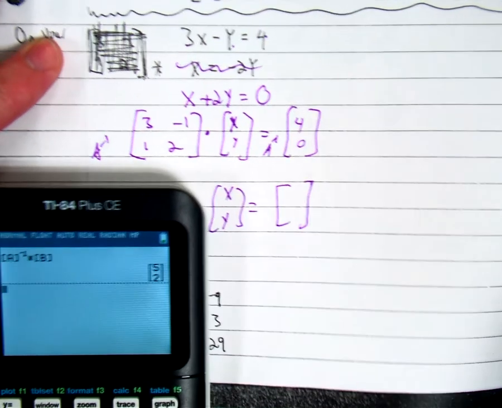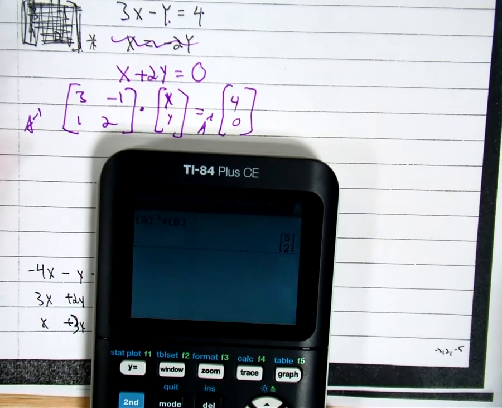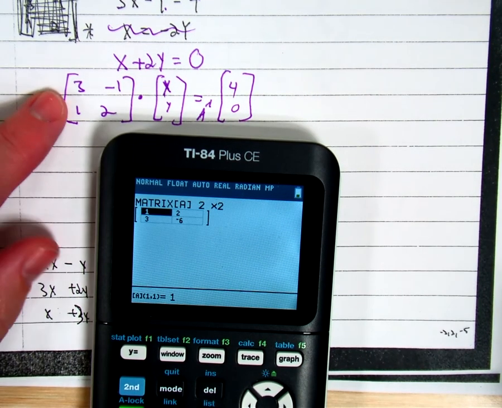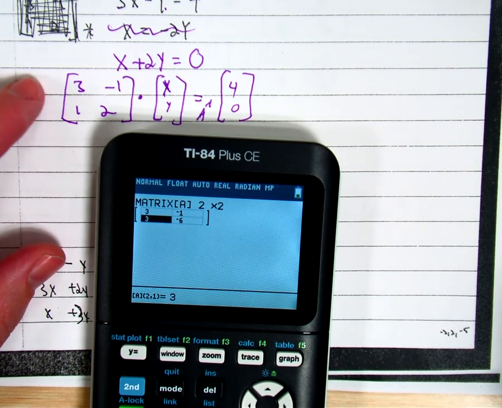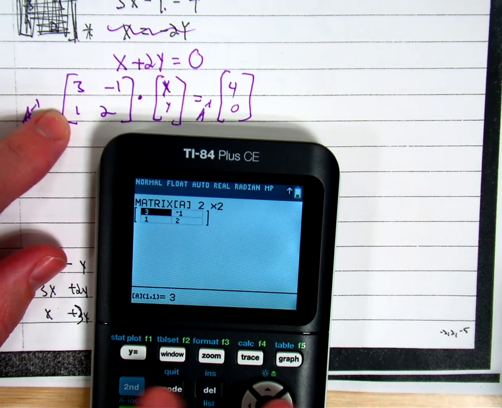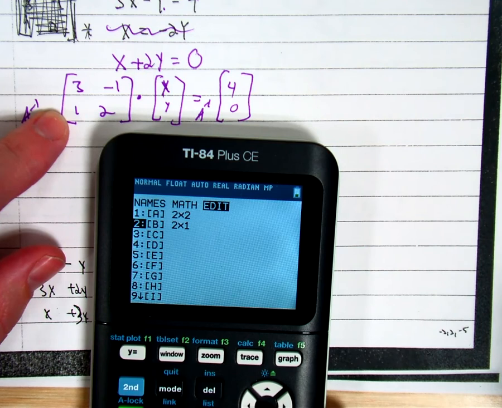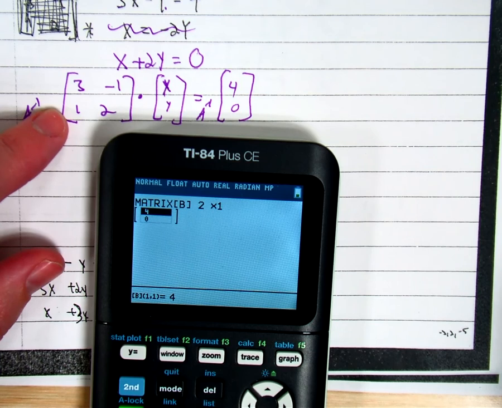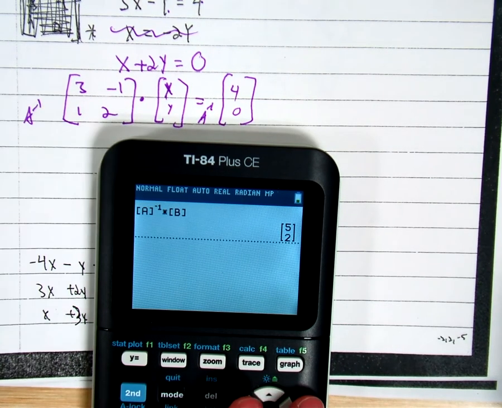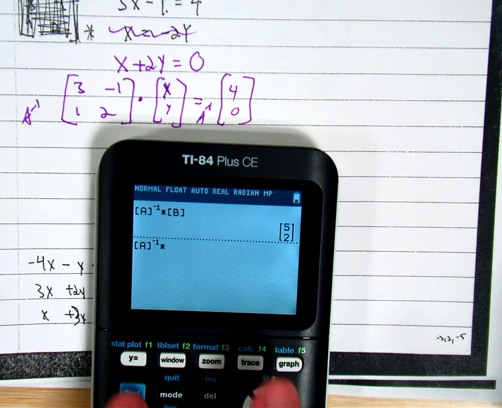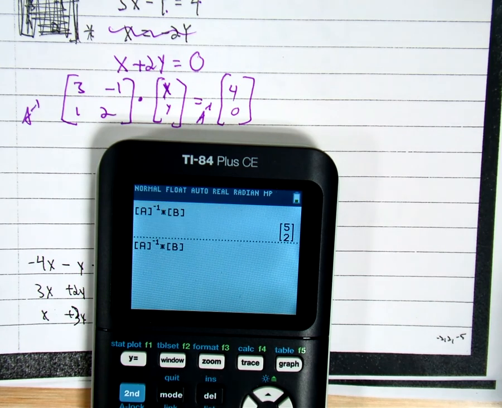Okay? So we got to type these in. Second matrix, edit, 2 by 2, 3, -1, 1, 2. Second quit, second matrix, edit, 2 by 1, and that was 4, enter, 0, enter, quit. All right, now you're ready for it. Second matrix, keep it under names, A inverse times matrix B.